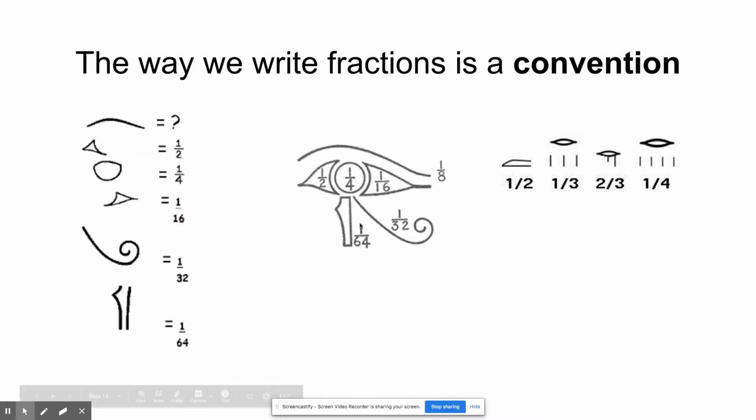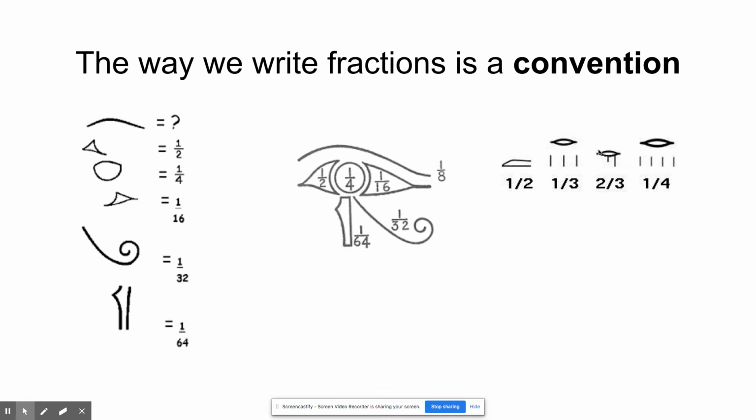The way we write them, though, that ratio idea with a number on the top and the bottom, is a convention. They can be written many different ways. Some of the ancient ways that they wrote fractions were like this. So these numbers wouldn't be here at all. This graphic right here has all these different pieces in it, and each piece represents a different fraction. So if they needed 1/32, they would just draw this little squiggle right here.